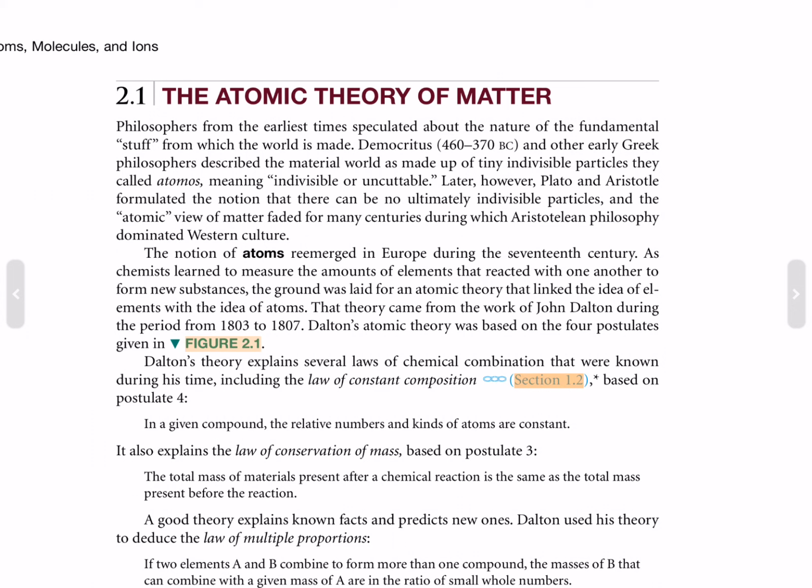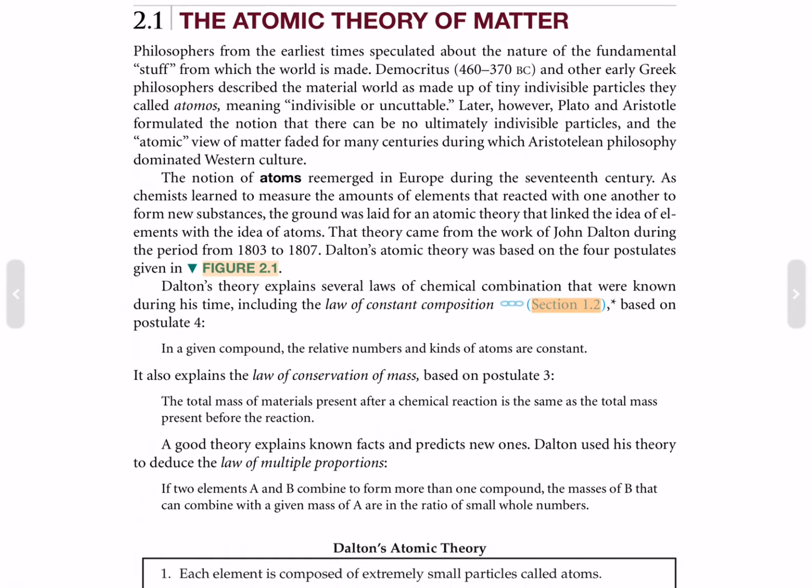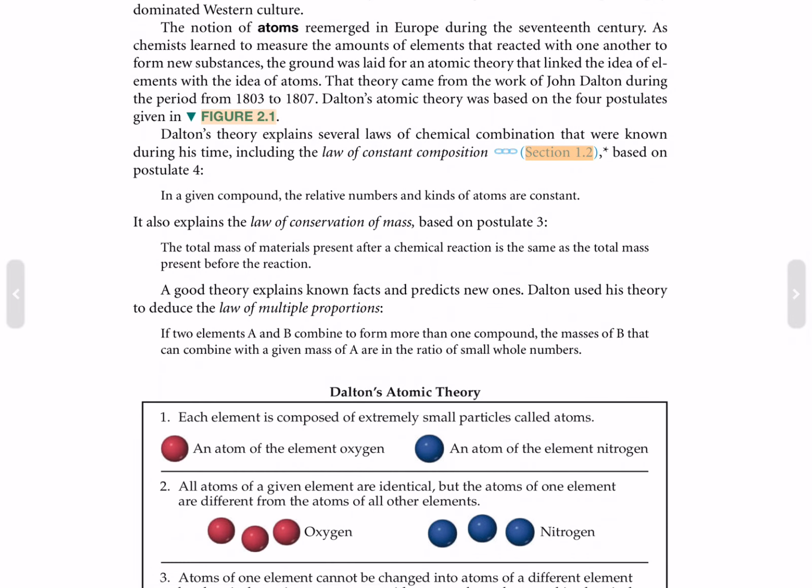That theory came from the work of John Dalton during the period from 1803 to 1807. Dalton's atomic theory was based upon four postulates given in Figure 2.1. Dalton's theory explains several laws of chemical combination that were known during his time, including the law of constant composition, based on postulate 4: in a given compound, the relative numbers and kinds of atoms are constant. It also explains the law of conservation of mass, based upon postulate 3.